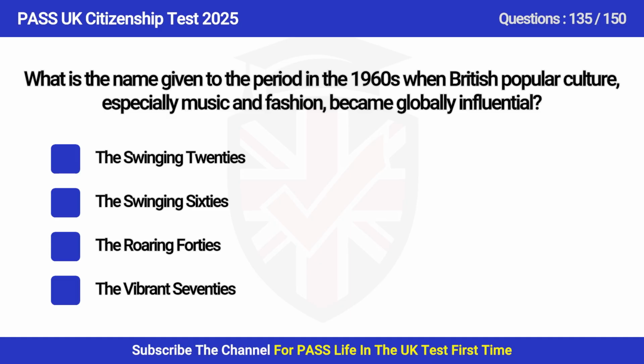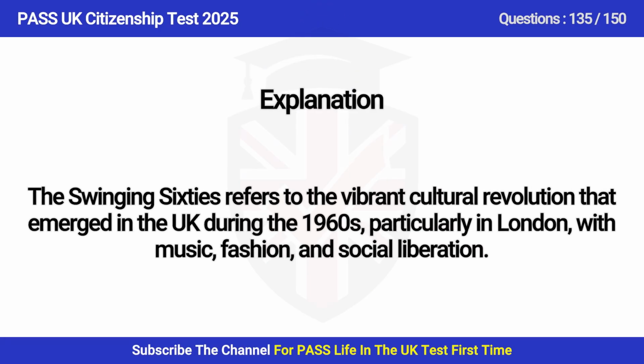A. The swinging. B. The swinging. C. The roaring. D. The vibrant 70s. Answer is B. The swinging. The swinging refers to the vibrant cultural revolution that emerged during the 1960s, particularly in London, with music, fashion, and social liberation.